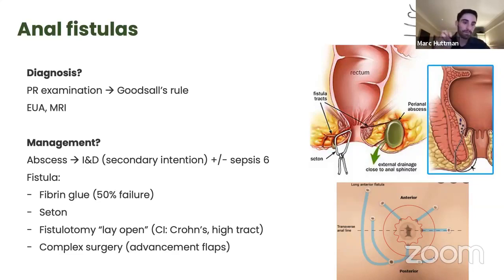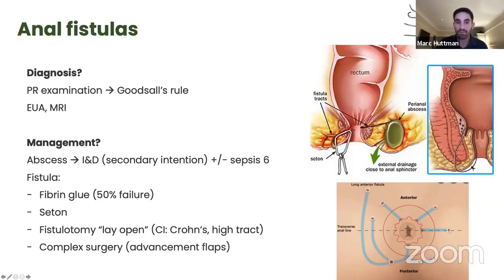So laying it open is called a fistulotomy, which is a cut into the fistula. And that is when you essentially, in this image, make a cut from the internal through to the external, and all this bit would just be removed.